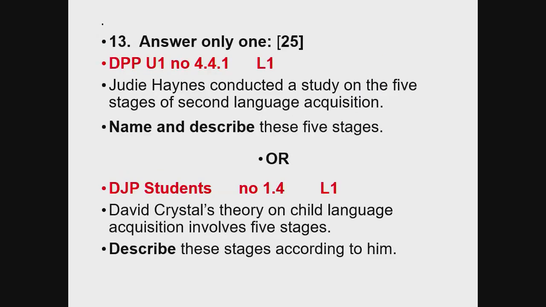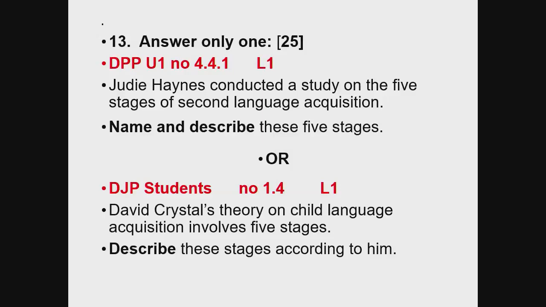Number 13, answer only one. In the DPP Study Guide, Unit 1, number 4.4.1, Judy Hayes conducted a study on the 5 stages of second language acquisition. Name and describe each of these 5 stages. It is quite straightforward. You name the stage, give a description. Name the next stage, give a description. Find it in your study guide and study it.